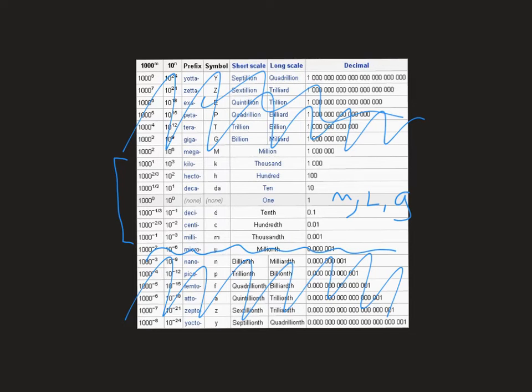You guys have this chart in your formula or your data booklet. It's on the first page of your data booklet. It looks a little bit different than mine. Mine's a little more complex, but it's the same basic idea.